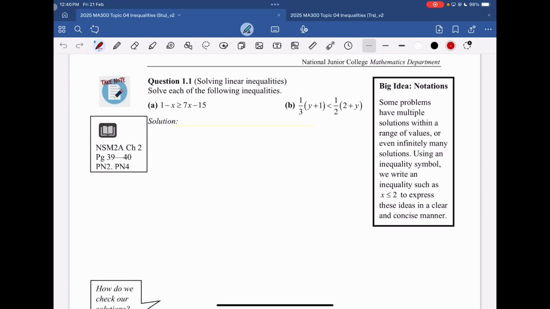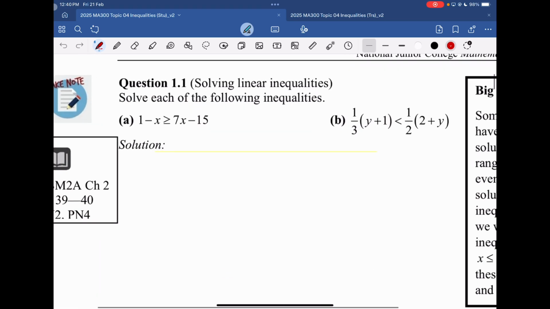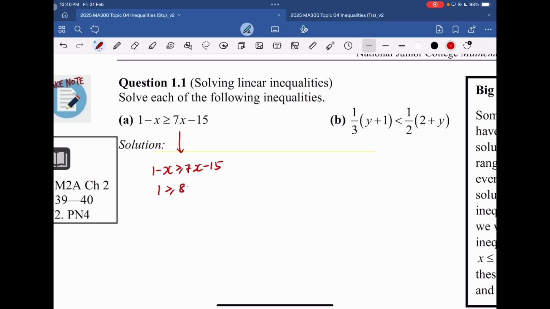Okay? So it's really very much like making X the subject. Very easy. If I look at this, let's say I want to make X the subject. 1 minus X is at least 7X minus 15. I add X to both sides, I have 1 and 8X minus 15. Add 15 to both sides, 16 is more than or equal to 8X.